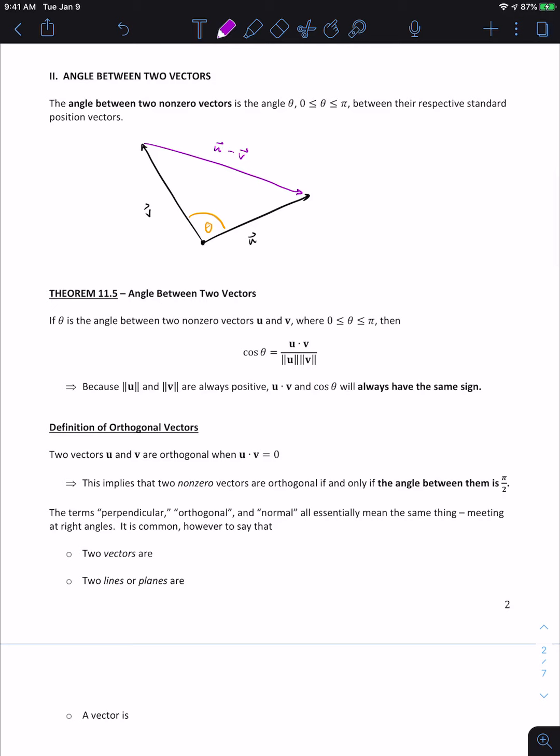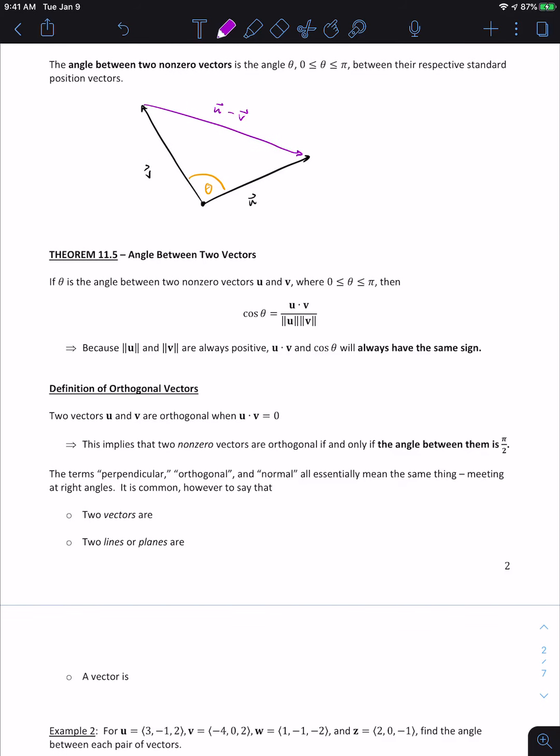Again, it's just the angle between them if you put their tails together, right? And I should probably say this is the origin. Okay, if theta is the angle between two non-zero vectors u and v, where theta is between 0 and pi, in the picture that I drew above, then cosine of theta is equal to the dot product over the magnitude of u times the magnitude of v, right? So that is our formula that's going to allow us to solve for theta.